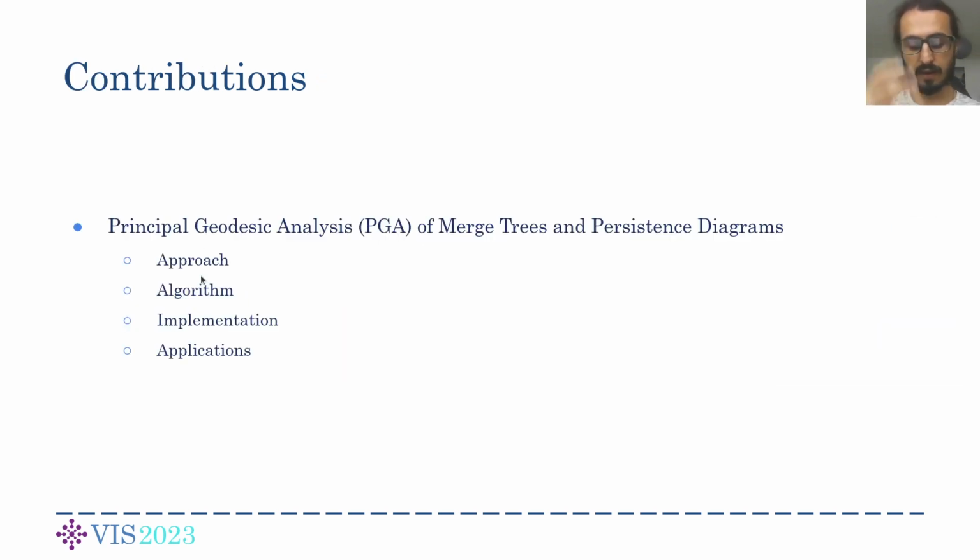So recently there are a lot of methods that were proposed to analyze an ensemble of topological descriptors, specifically the notion of barycenter, to compute an average merge tree of an ensemble of merge trees, for instance. But in this work we wanted to go beyond that simple notion of average to study the variance and the variability within an ensemble of topological descriptors. So we adapt the principal component analysis framework, that I will describe later, to make it able to process the specific objects that are the merge trees and the persistence diagrams.